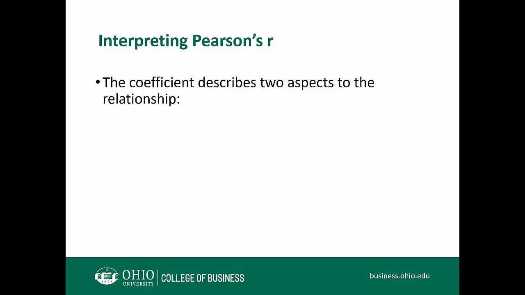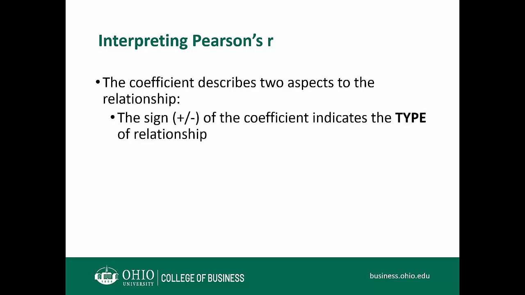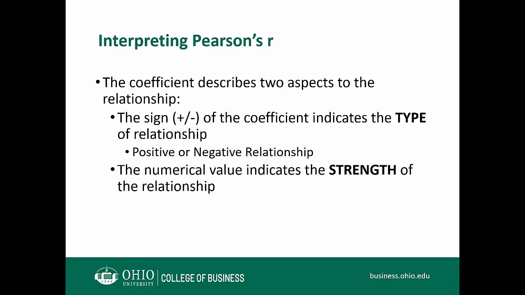Specifically, it describes two aspects to the relationship. First of all, the sign of the coefficient, whether it is positive or negative, indicates the type of the relationship. So there's two types of relationships, a positive or a negative relationship, and the sign indicates the type of relationship. And then the numerical value or the actual number of the coefficient indicates the strength of the relationship. I'm now going to go into more detail regarding these two aspects.